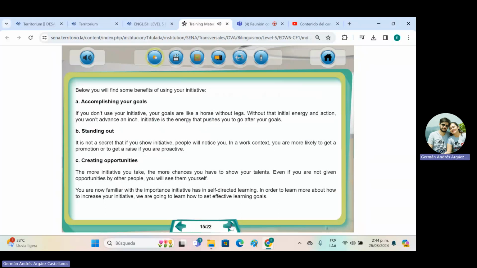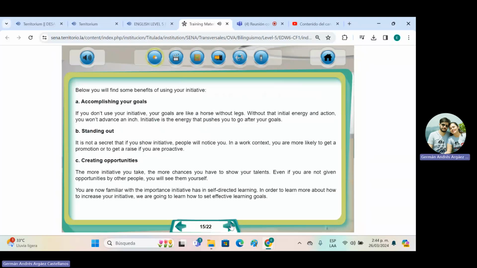B. Standing out. It's not a secret that if you show initiative, people will notice you. In a work context, you're more likely to get a promotion or to get a raise if you're proactive. C. Creating opportunities. The more initiative you take, the more chances you have to show your talents. Even if you're not given opportunities by other people, you will see them yourself.